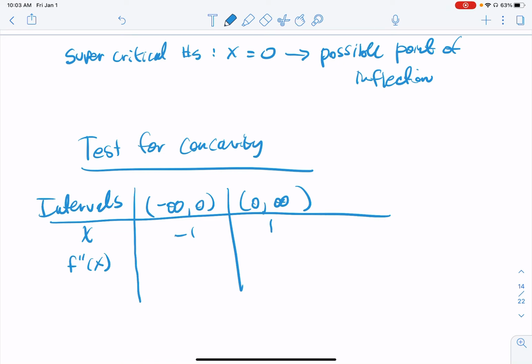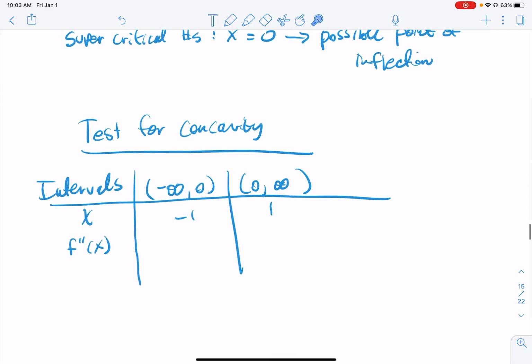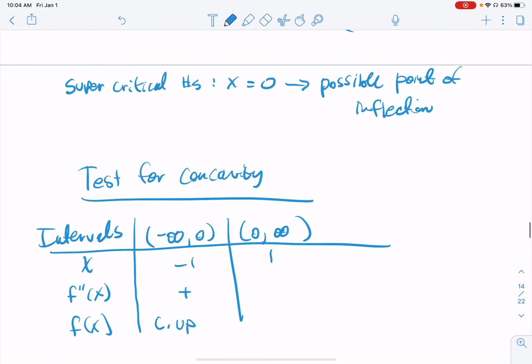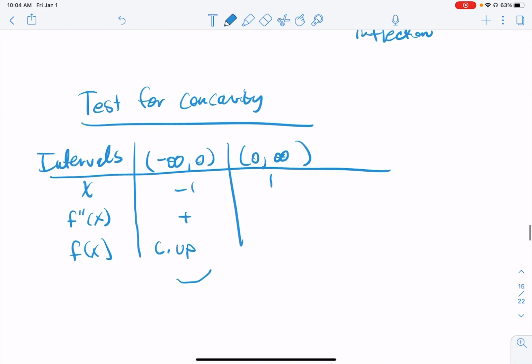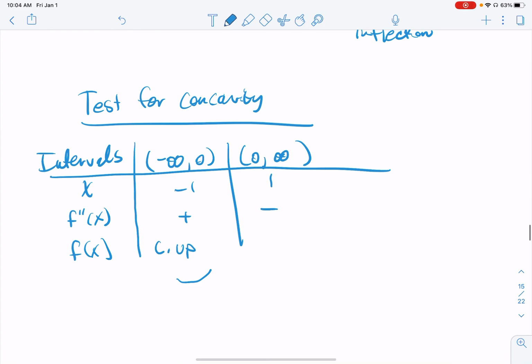Okay, so if I plug in a negative, let's see, it's coming back over here. Notice that the bottom is always positive, so we don't have to worry about it. So if I stuck in a negative, a negative out here times a negative in here is going to make this thing positive, meaning that f of x must be a cup, concave up. All right, and if I stuck in a positive 1, that's going to be a negative times a positive. This whole thing is negative. Means that it is concave down. It's a CD, concave down.